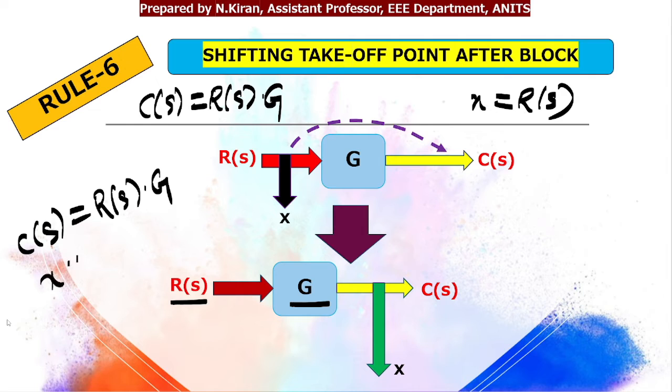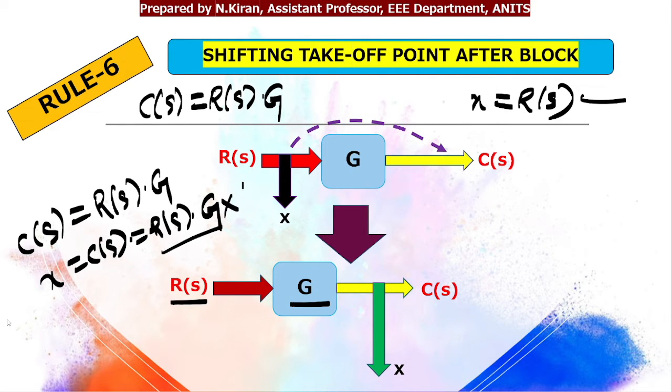But the value of X is nothing but C of S, which is R of S into G. So here both are not one and the same. My X needs to be only R of S, not R of S into G. So in order to eliminate G, it will be sufficient if I multiply this by 1 by G. So if I want to shift my takeoff point after the block, I need to divide by the gain of the block after which you are shifting your takeoff point.